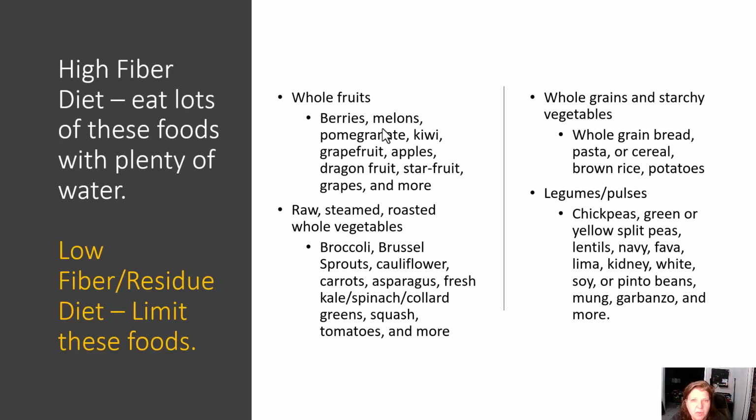Just as a reminder, these are the foods that are high in fiber. So if they have diverticulosis, they would be following a diet that is high in fiber, eating lots of these foods plus plenty of water. If they have diverticulitis, they'd be on a low fiber diet or low residue diet, and they would limit these foods. So what can they eat on a low fiber diet?